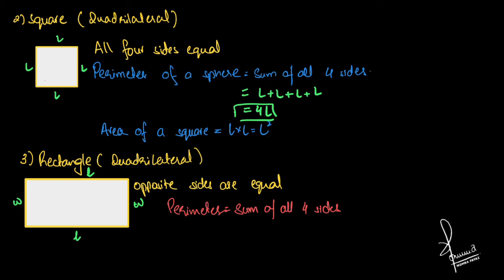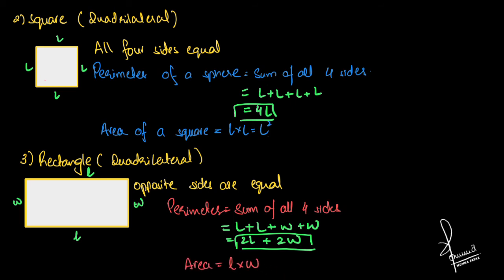If you calculate the sum of the 4 sides, you get L plus W plus L plus W, which equals 2L plus 2W, which is the formula that you learn for the perimeter of a rectangle. The area of the rectangle is length into width, and again, like a square, you will have to memorize this. Now this is where things get a little bit tricky.